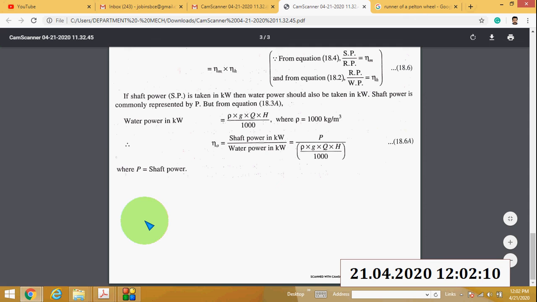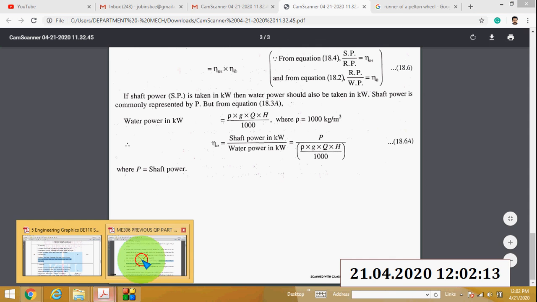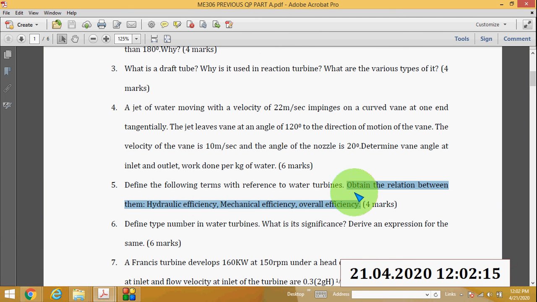So these are all the details. Once again, the question is to define the following terms with reference to a turbine. Define what is hydraulic efficiency, mechanical efficiency and overall efficiency. Just define them, then write the equation, then derive the relation: overall efficiency is equal to hydraulic efficiency into mechanical efficiency.